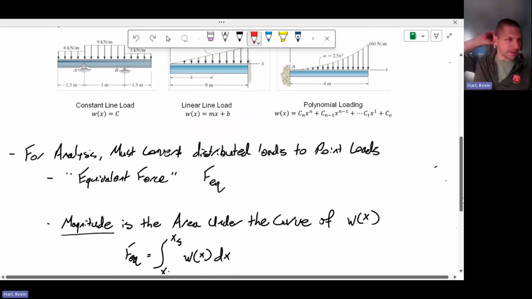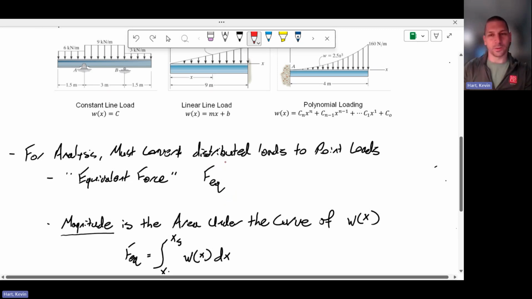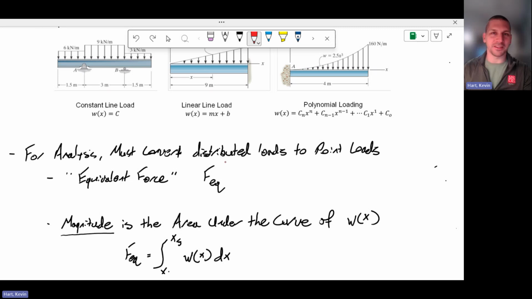So we're talking about how we analyze these. When we're converting them, we need to convert them from the distributed line load that you see in 2D, and we're only going to do 2D in this class, to an equivalent force. I label this equivalent force F_EQ, for force equivalent. The question is, what is the magnitude of that force, and where do we locate it so that it has an equivalent static determinacy to what we see with the distributed load?